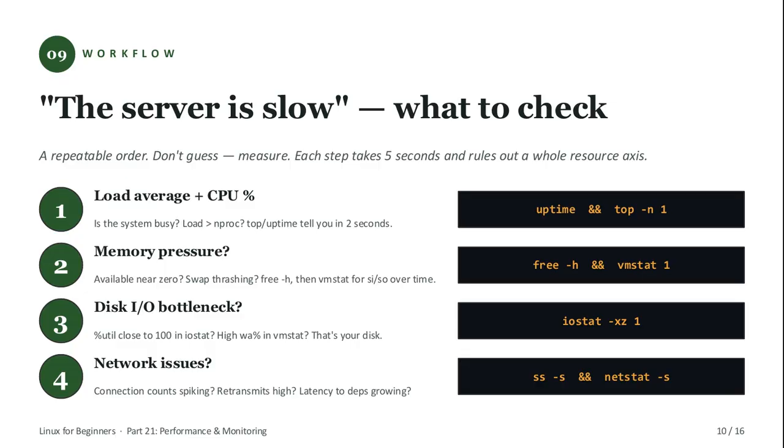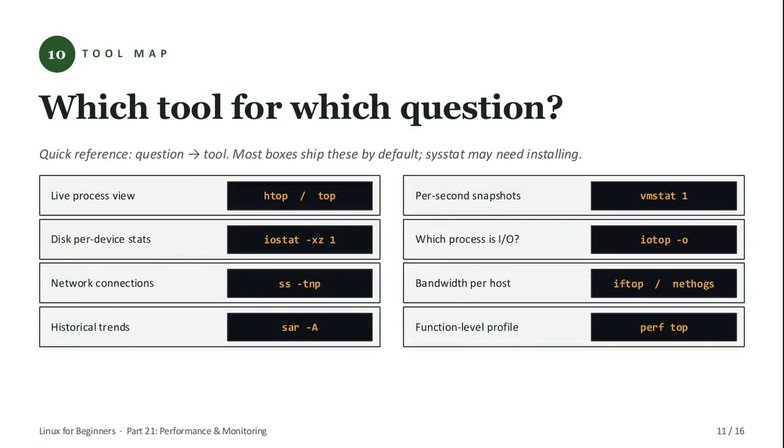Next, iostat -x 1. If %util is pinned near 100, your disk is the bottleneck. And finally, ss and netstat -s for connection spikes or retransmits. 5 seconds per step, and you've ruled out an entire resource each time. Think of this as your cheat sheet for the rest of the journey.